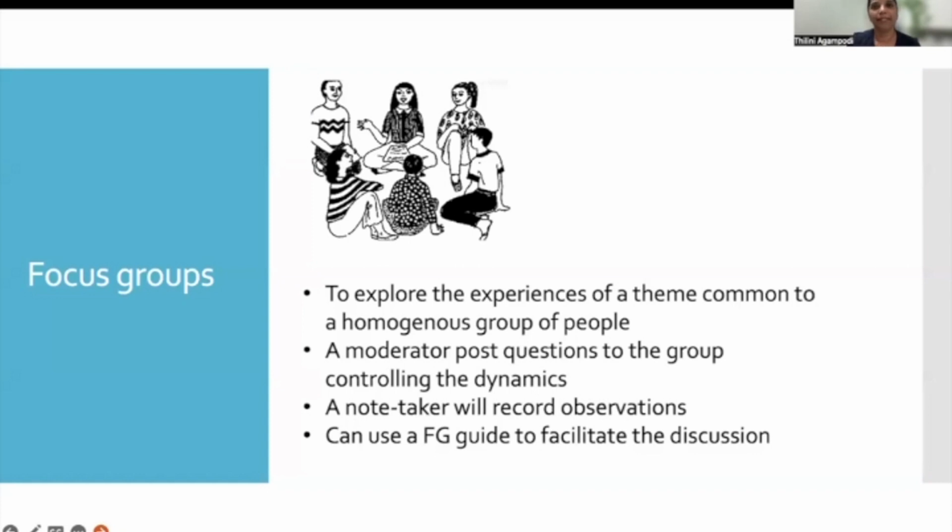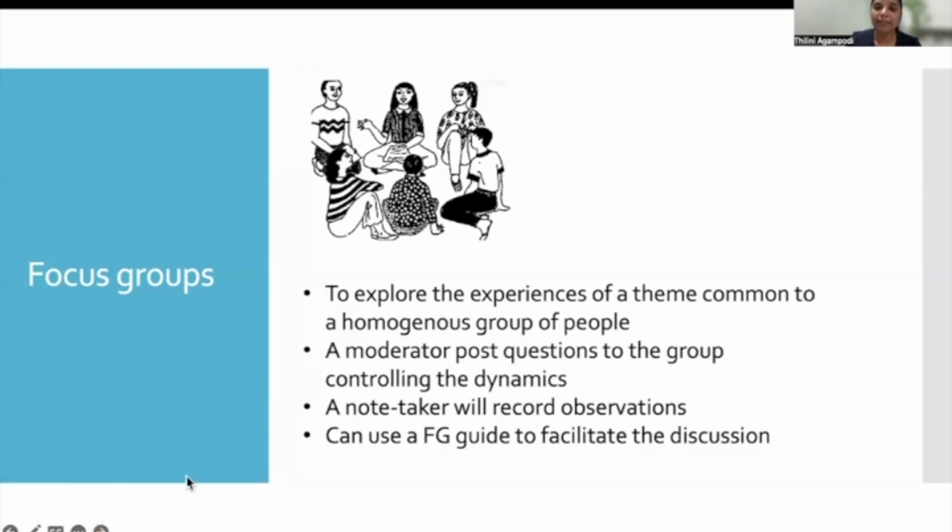For example, it may be a group of women in a village, or a group of adolescents. If we talk about adolescents, it can be a group of female adolescents separately and a group of male adolescents separately, because that common group will talk together on a particular topic that is common to them.